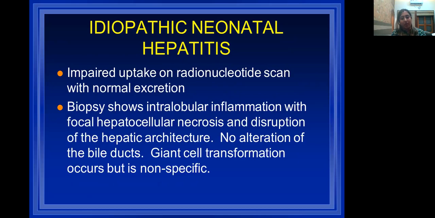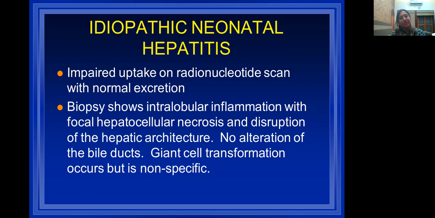Now, when we do a radionucleotide HIDA scan here, that is hepatobiliary scintigraphy, there is an impaired uptake in INH, whereas there was normal uptake in case of EHBA. There is normal excretion in case of INH, and impaired excretion in case of EHBA.